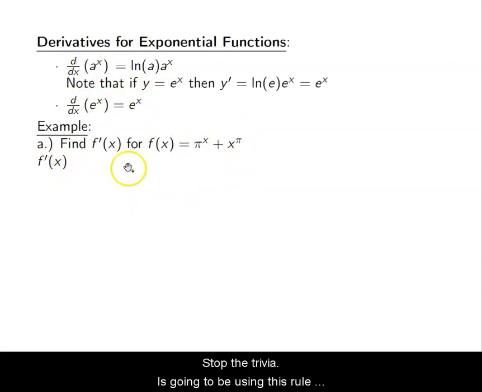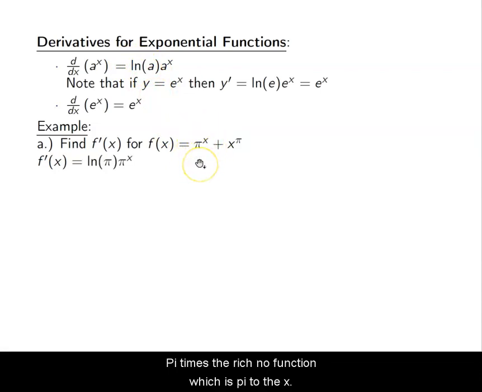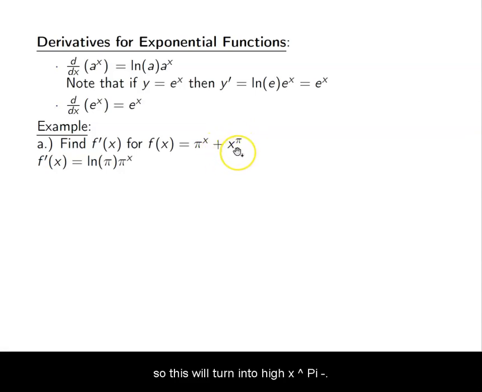So the derivative here is going to be, using this rule, I'm going to take natural log of my base, so natural log of pi, times the original function, which is pi to the x. The second term, which is a power function, is going to have its exponent drop down to be pi, and then the exponent of pi here is going to reduce by 1. So this will turn into pi x to the power of pi minus 1. And that's it. We can't simplify any further than that.